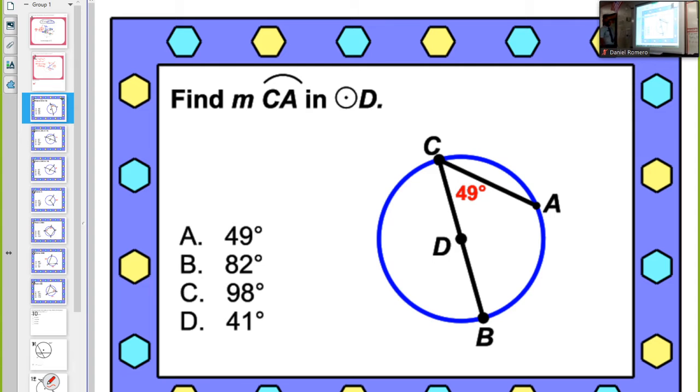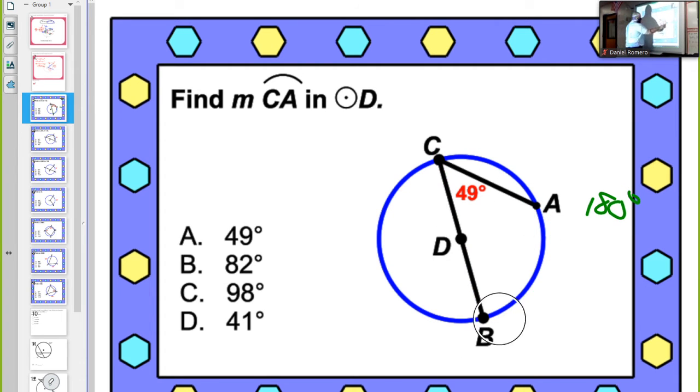Find the measure of minor arc CA. So how many degrees are there here? All right. What do you call this? What type of segment is that? It is a diameter. A diameter cuts a circle in half. So I know all of this here is 180 degrees.